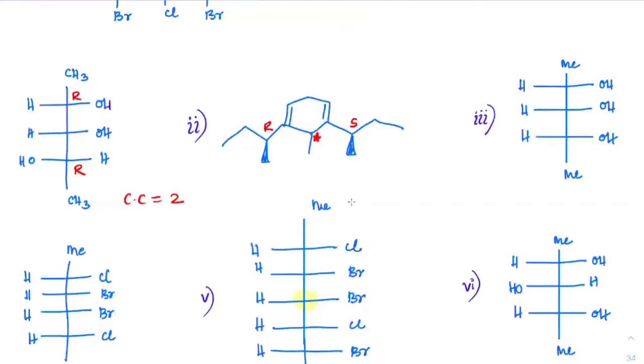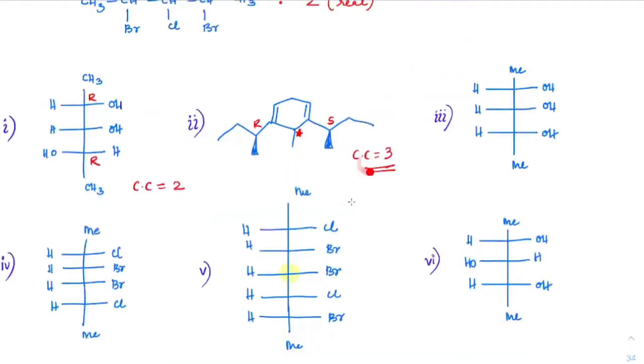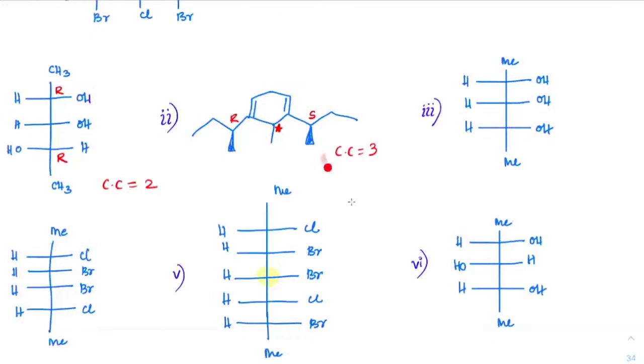Right. So how many chiral centers now? Three. Two real, one pseudo. But if the question is asked in JEE, they won't ask what is pseudo. They'll directly ask what are chiral centers. Without calculating, without writing all of this R and S, you should be able to do it fast.